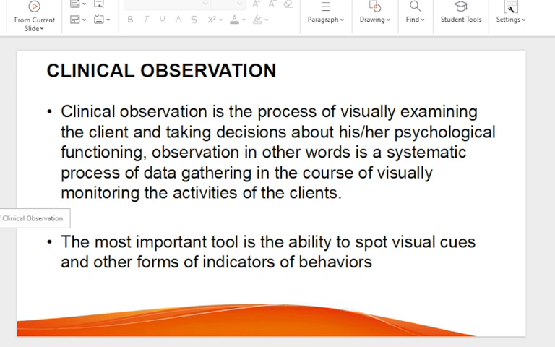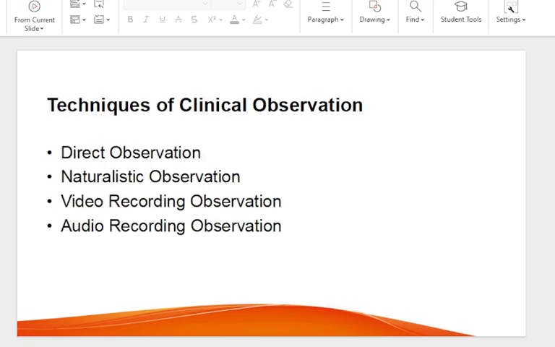Which brings us to techniques. How exactly do we do this and still maintain the scientific procedure of treatment? So now, techniques of clinical observation. We have different techniques, and the ones highlighted here are direct observation, naturalistic observation, video recording observation, and audio recording observation.